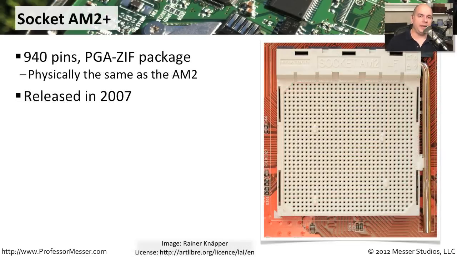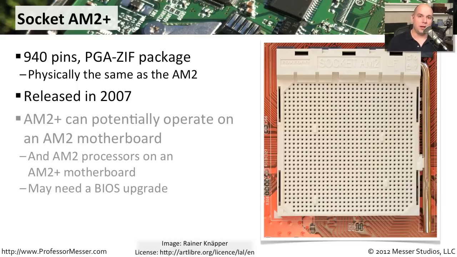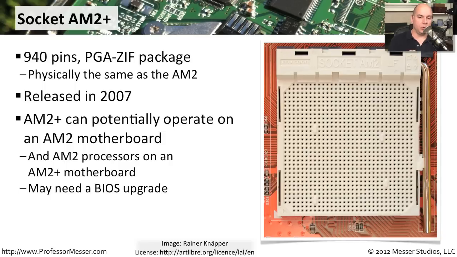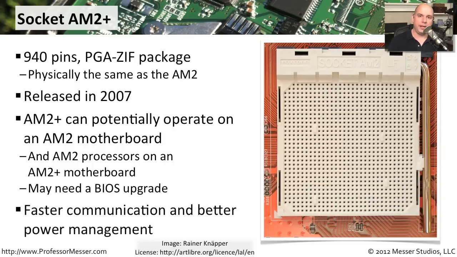In 2007, AMD introduced an upgrade to the socket AM2 called the socket AM2 Plus. As the name implies, it was a minor upgrade. Physically, it looks identical to the socket AM2. The AM2 Plus processors can potentially operate on an AM2 motherboard, usually would require a BIOS change to the AM2 motherboard, and AM2 processors were designed to work on the AM2 Plus motherboard. This was a minor upgrade. There was faster communication on the front side bus, there was better power management, and it really positioned AMD to have faster processors for their computers.